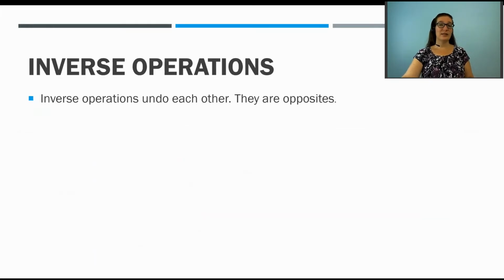So the first thing that we need to talk about when we are solving is how we undo the operations that we see in the equation or inequality. So we undo them using inverse operations. Inverse operations are opposites. So can you think of any? All right. If you are thinking addition and subtraction, absolutely. Addition and subtraction are opposites. They undo each other. If I add 5 and then subtract 5, I'm back where I started, right? Those two have canceled each other out.